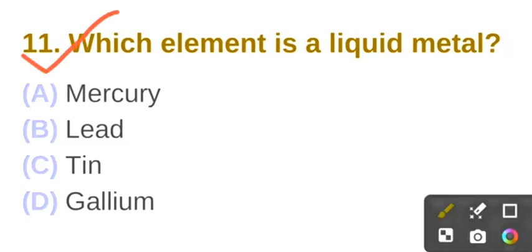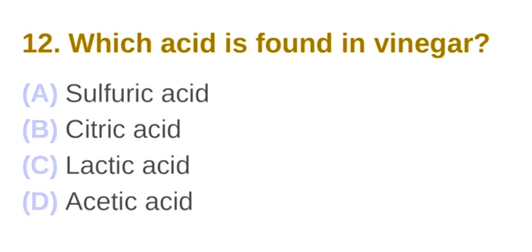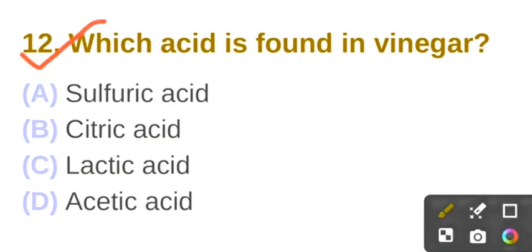Question number 11. Which element is a liquid metal? The correct answer is option A, mercury. Question number 12. Which acid is found in vinegar? The correct answer is option D, acetic acid.